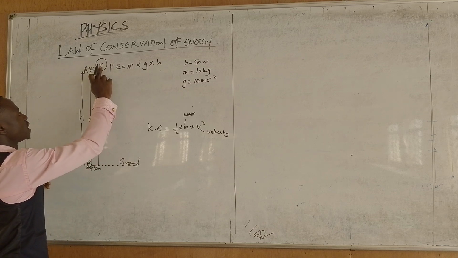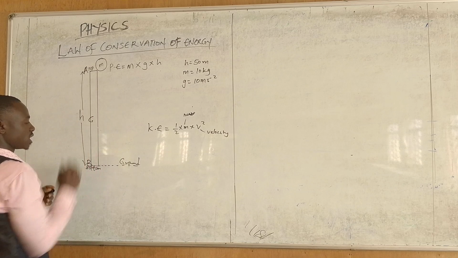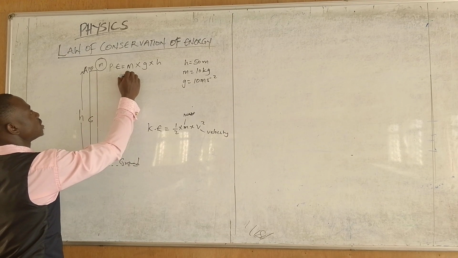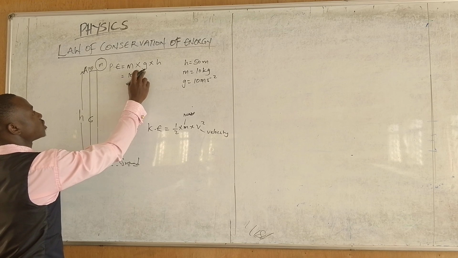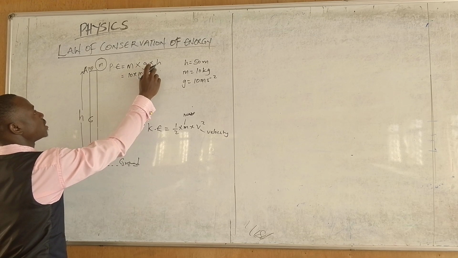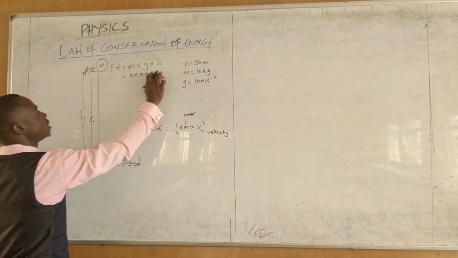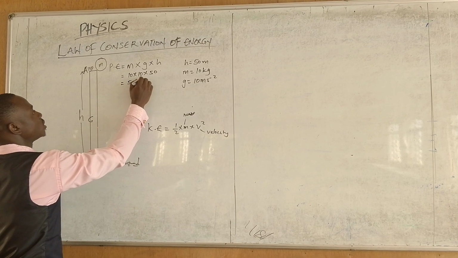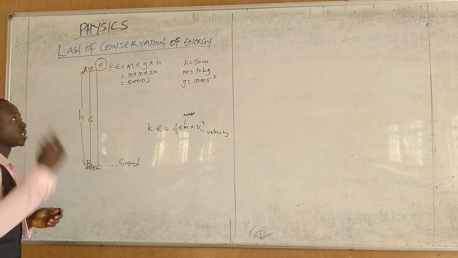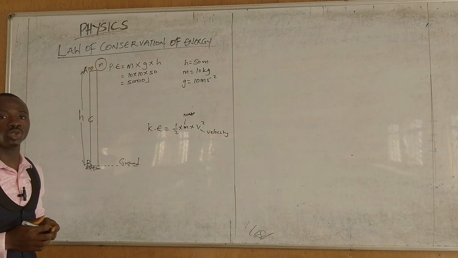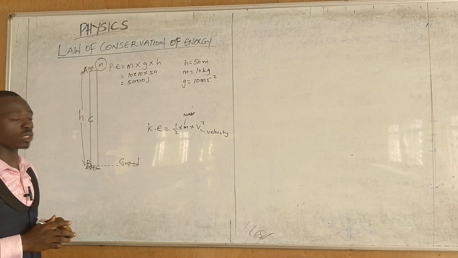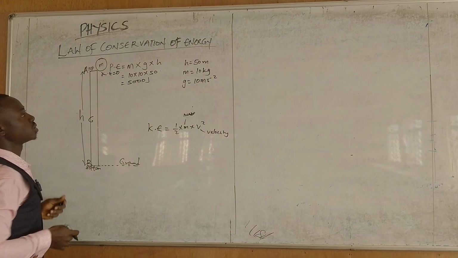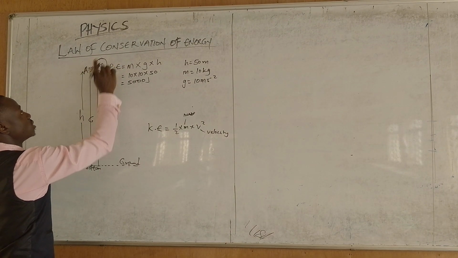Now, who can tell me what the potential energy at the top here is? The potential energy at the top is going to be equal to the mass, 10, times the acceleration due to gravity, 10, times the height, which is 50. If you multiply this, we have 5,000 joules. Then the kinetic energy here is 0. The kinetic energy here is going to be equal to 0.